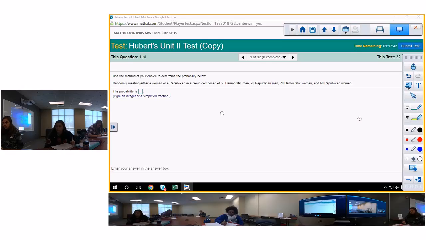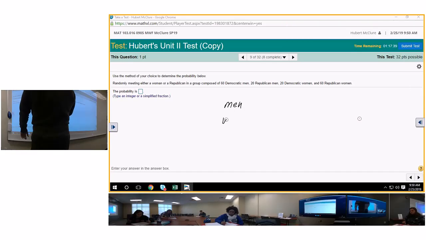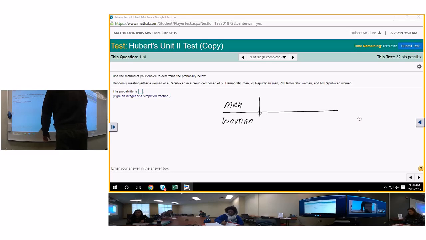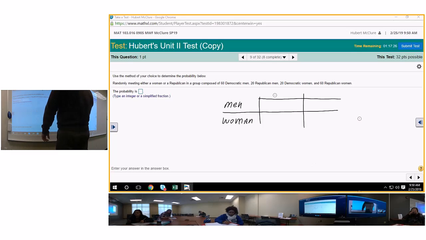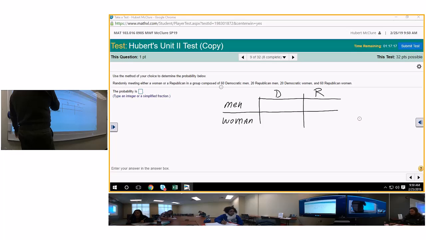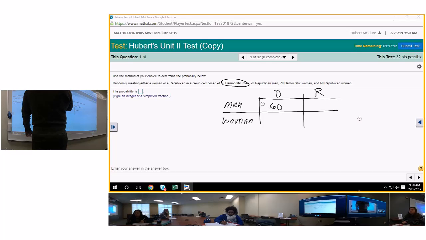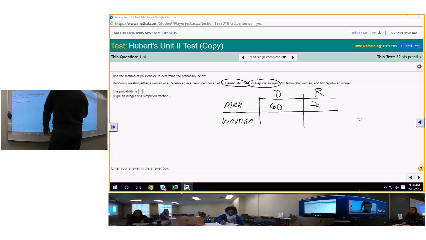So I'm going to put men and women. A lot of people say, well, why'd you put men first? It comes first in the alphabet, that's why. M's come before W, so be quiet. Okay, Democrat comes before Republican, so Democrat and Republican. All right, so now you just fill it in. 60 Democratic men, 20 Republican men, 20 Democratic women, and 60 Republican women.